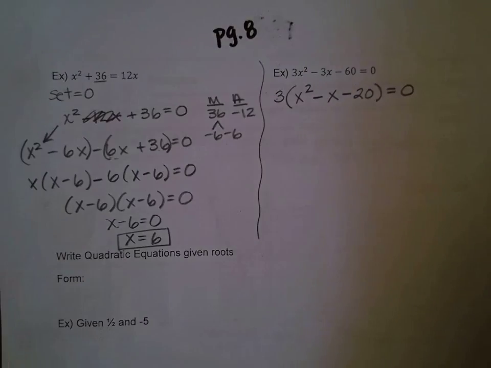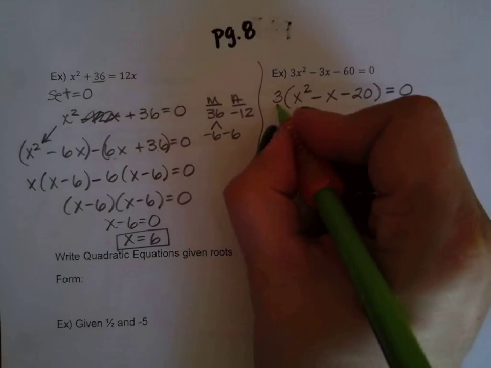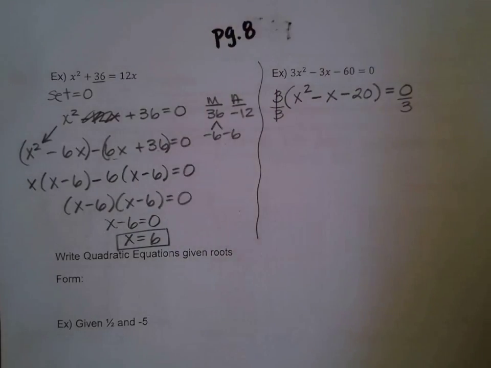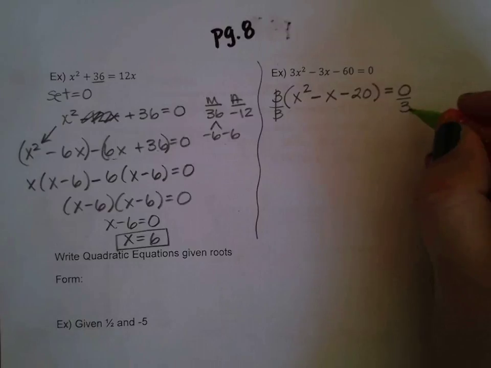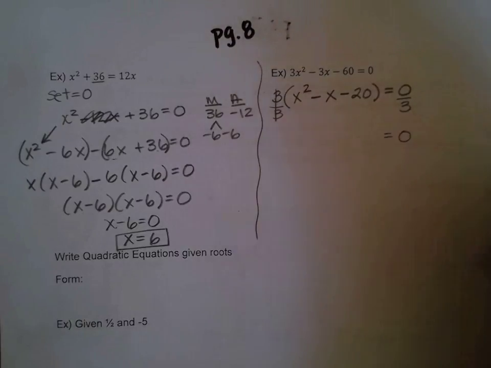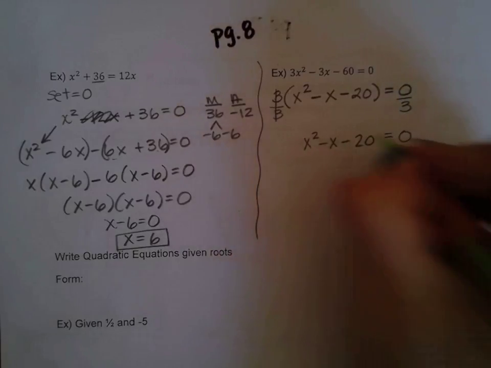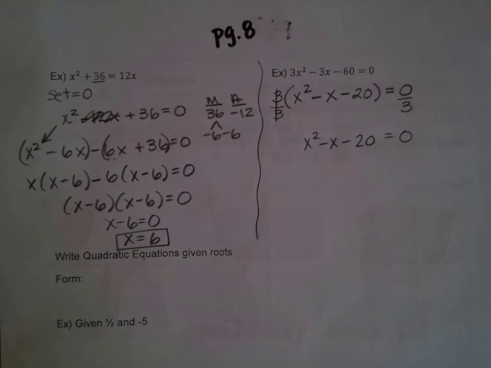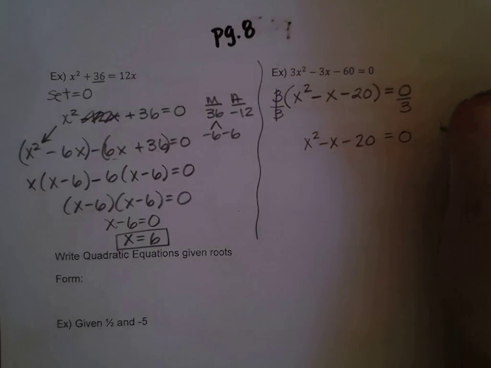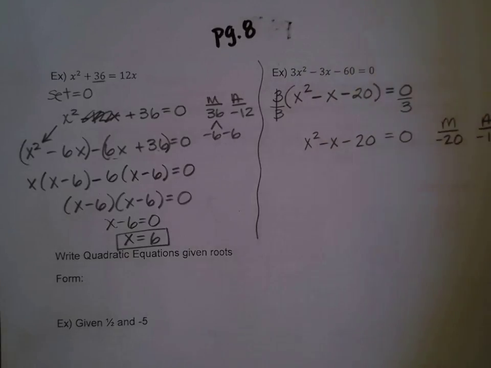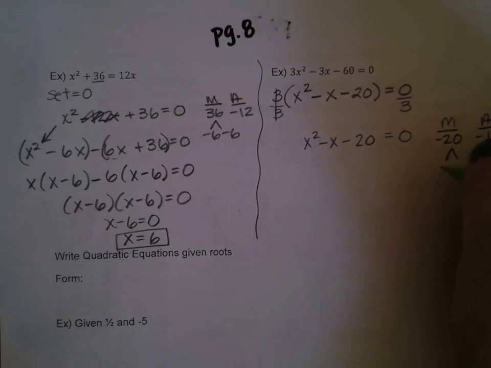Now, we're trying to solve for x. So this 3, we could just divide by 3 on both sides, and that's going to go away. 0 divided by anything is still 0. So we have x squared minus x minus 20. That's a whole lot easier to deal with when we have to do our factoring than what we had to begin with. So I need to find numbers that multiply to negative 20 and add up to negative 1. No problem there. That's going to be negative 5 and 4.